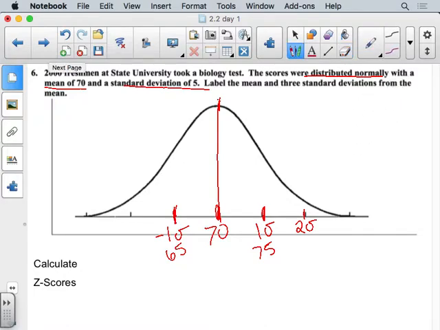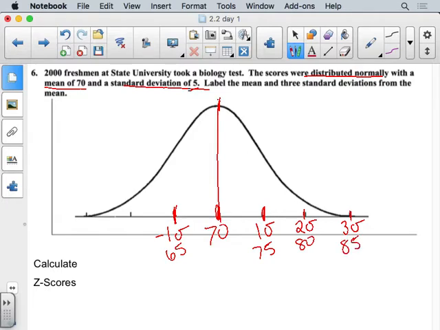Okay, so if I go 2 standard deviations above the mean, so 70 plus 5 plus 5, I'd be at a person who scored 80 on the test. And then I'll do one more. Here's the third mark. So the third standard deviation would be a score of 85.